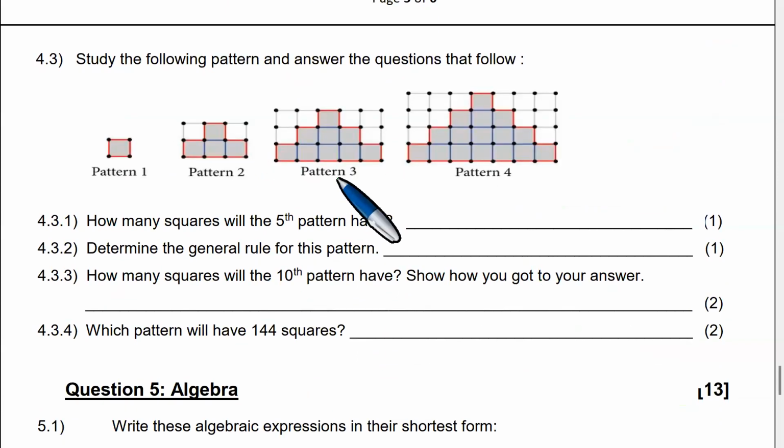Study the following pattern and answer the questions that follow. Like, how many squares will... Okay, pattern 1 has 1 square. Pattern 2 has how many squares? 4 squares. Pattern 3 has how many squares? 9 squares.